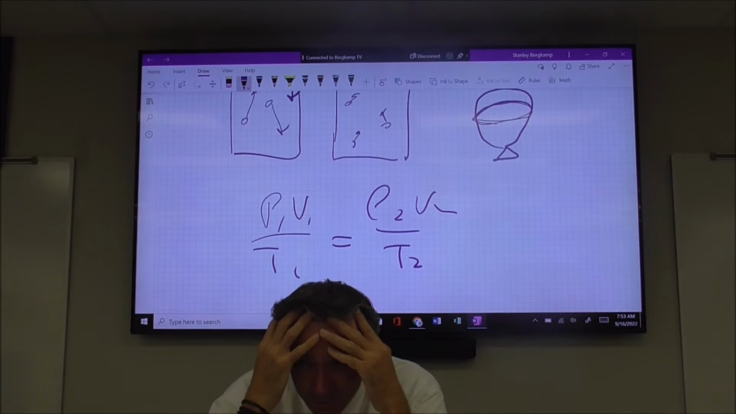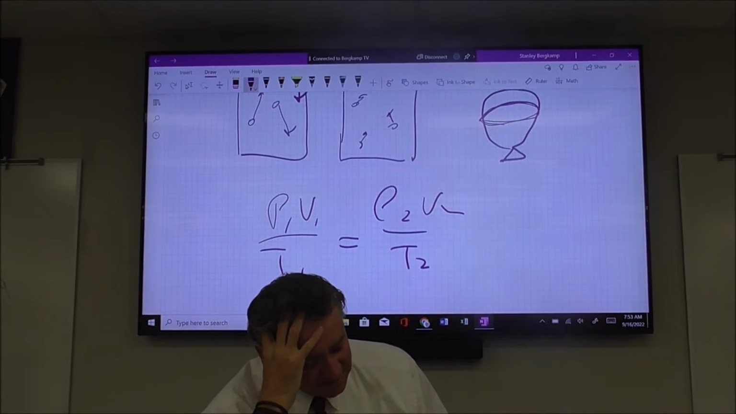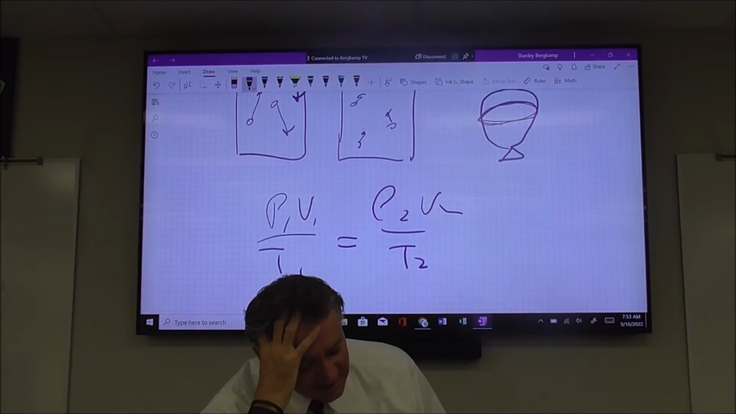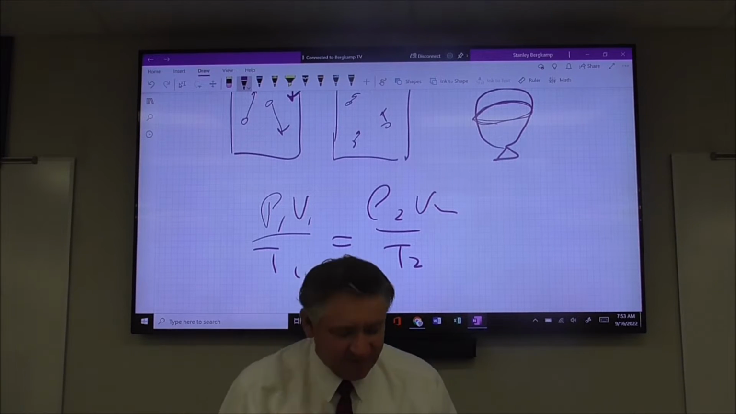It won't work. Now, that plays out to question number 6. It says, why is it incorrect to say that a sample of helium at 50 degrees is twice as hot as a sample at 25 degrees Celsius?